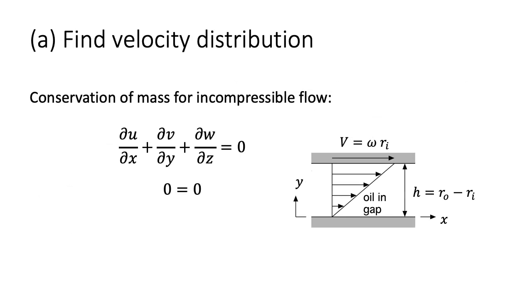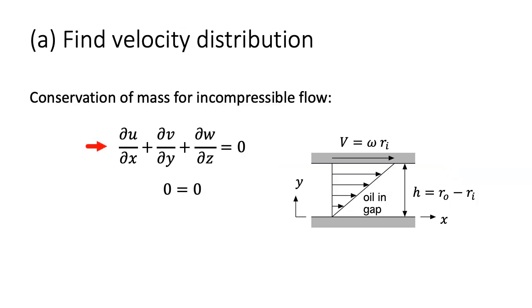For part A, find the velocity distribution as a function of maximum velocity. Since we want to solve for the continuous velocity variation, we need to use the differential form of the governing equations. We begin by defining our coordinate system such that x is in the flow direction, y is across the gap, and y equals 0 is aligned with the outer radius. Thus, the velocity will be 0 at y equals 0 and equal to the angular velocity times the inner radius at y equals h, where h is the outer radius minus the inner radius.